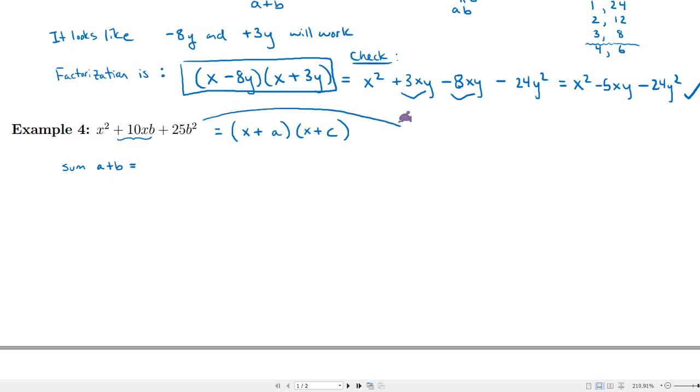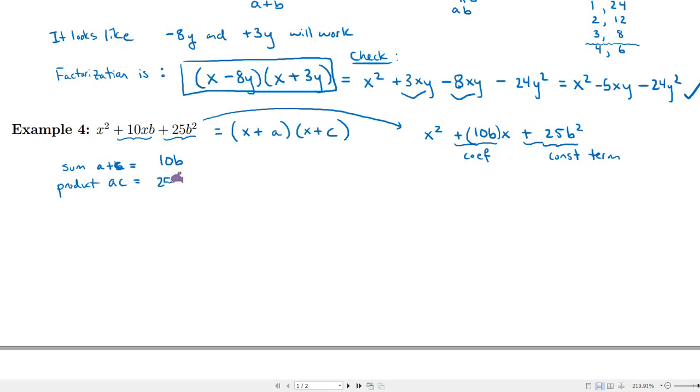So rewriting this, this is x squared plus 10bx. So that right there is the coefficient of x, plus, and then this whole thing is your constant term, 25b squared. So that's the constant with the plus term. It's important to keep track of that sign because that's going to be important. So we want the sum a plus c to be equal to that coefficient 10b, and the product ac to be equal to 25b squared.